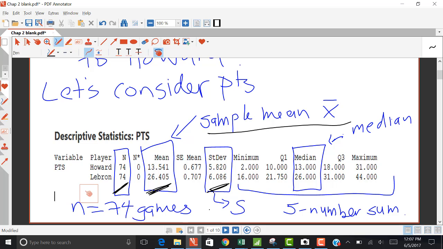We now have this 5-number summary that we understand. It tells us the minimum, the first quartile, the median, third quartile, and maximum. That splits the data into about 4 equal parts. So roughly 25% of the 74 games he played, he scored between each of these two consecutive numbers. We use these 5-number summaries to make box plots.